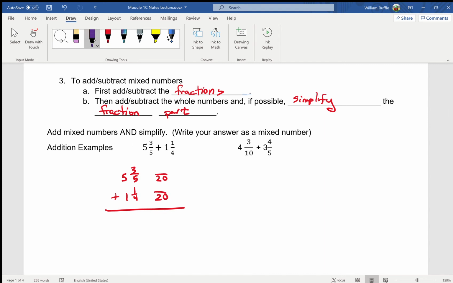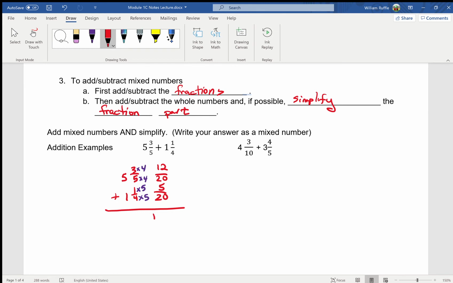Now what I've got to do is 4 times what is 20? Well, it's times 5, times 5. Now 5 times what is 20? Well, that's going to be times 4 and times 4. Then I've got to rewrite these. That's 12 over 20, and that's 5 over 20. Now they have the same denominator.